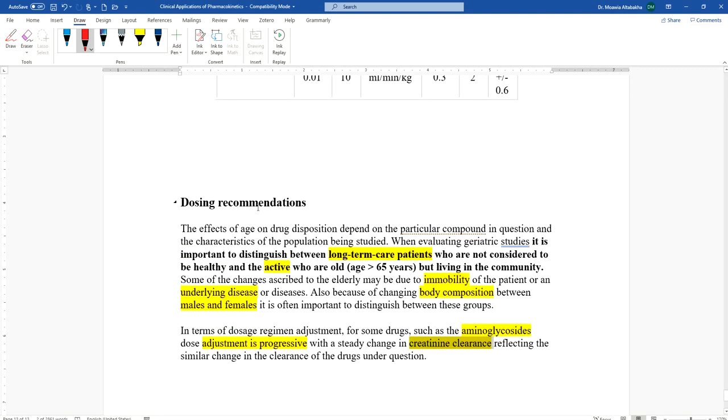So in those recommendations, I have to consider the parameters for the elderly. In some cases, I have to do that progressively if the parameter keeps changing, such as the creatinine clearance case with aminoglycosides.